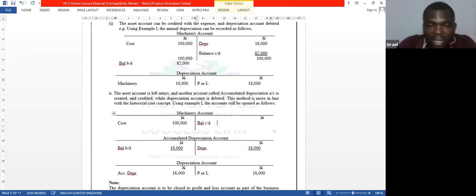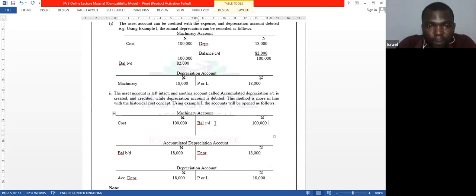So let's do this now. We close it to be 100,000. After I close it to be 100,000, we have closed it up. So the next thing for us is to open back in the following year. We open it back in the following year. We now have balance brought down of 100,000. It means that as we continue, 100,000 will be here. If there's an addition, we add to it. If there is no addition, it will remain.